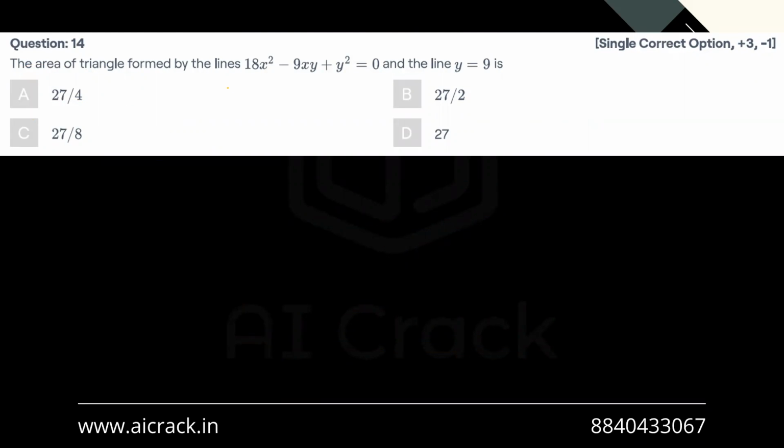Now let's look at question number 14. The area of triangle formed by the lines 18x square minus 9xy plus y square equals 0 and the line y equals 9. So that's again a very simple problem. You just have to factorize this one. How to factorize this one? We'll be getting 18x square minus 6xy minus 3xy plus y square equals 0, right?